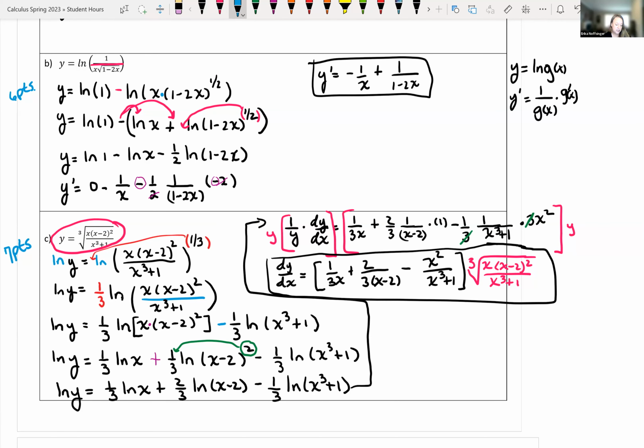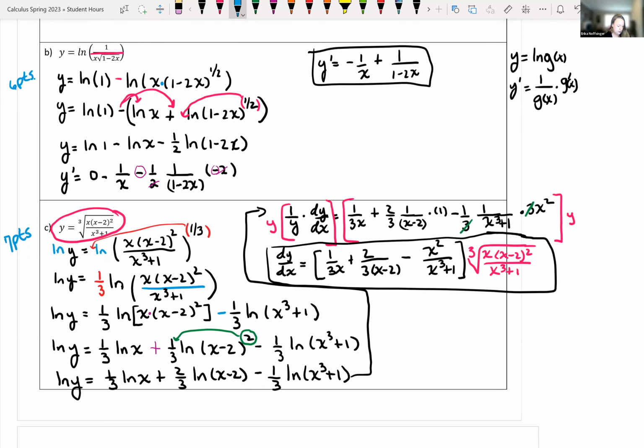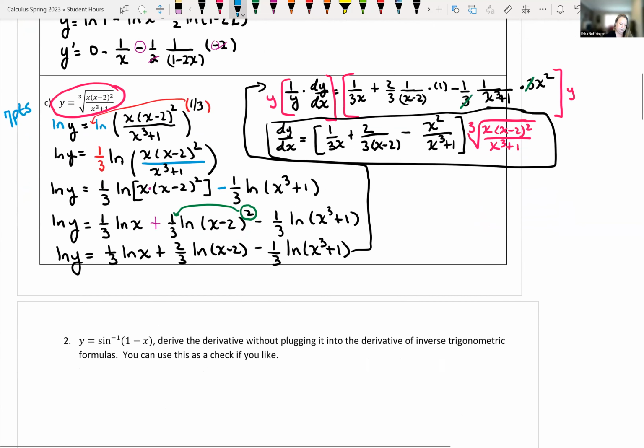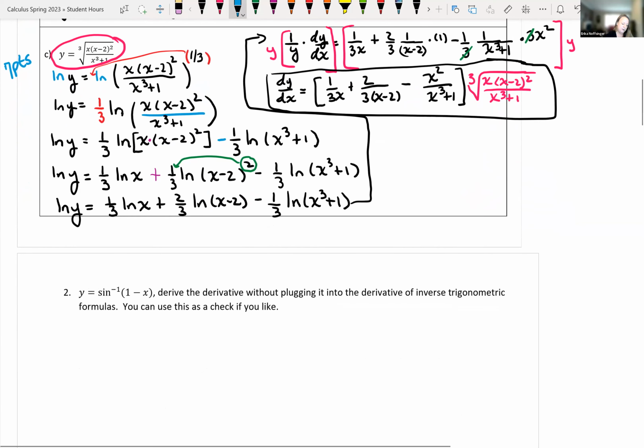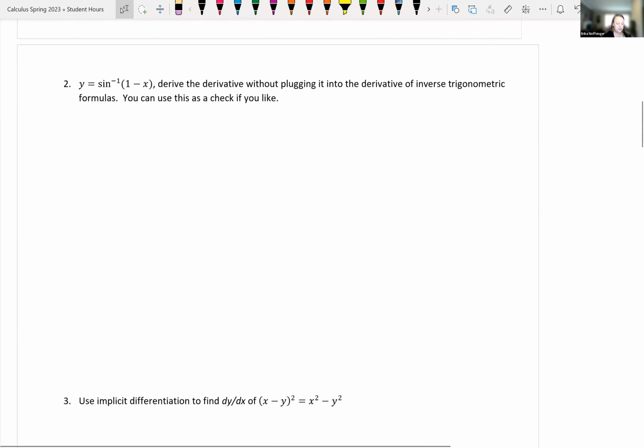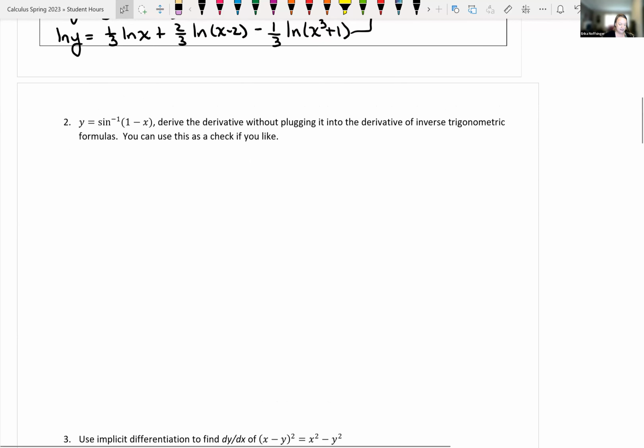So moving on to number 2. So number 2 states y is equal to sine inverse of (1 - x). Derive the derivative without plugging it into the derivative of the inverse trigonometric formulas. You can use this as a check if you like. Okay, so instead of just using the formula and plugging in, I wanted you to derive this.